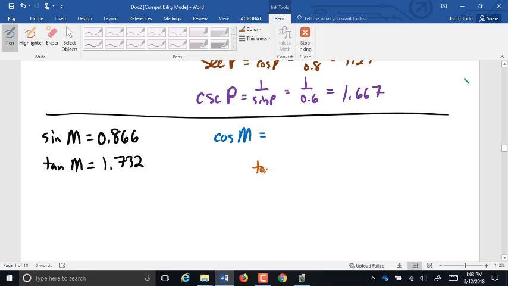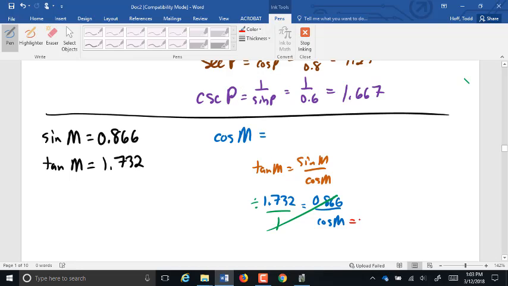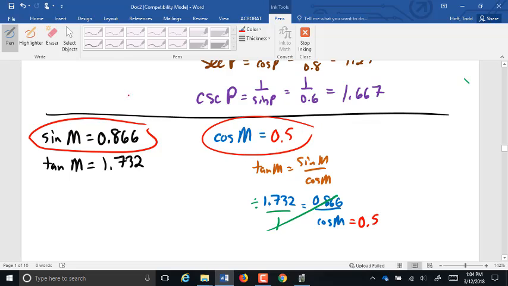Yes, we know that tangent of M is sine over cosine, right? In this formula, we know that the tangent is 1.732. We know that sine is 0.866. We're looking for the cosine of M. I'm just going to go ahead and make this a proportion. So it's 1 times 0.866 divided by 1.732, because the cosine is 0.5. And of course, once we have sine and cosine, we can find all the rest like we did up here.